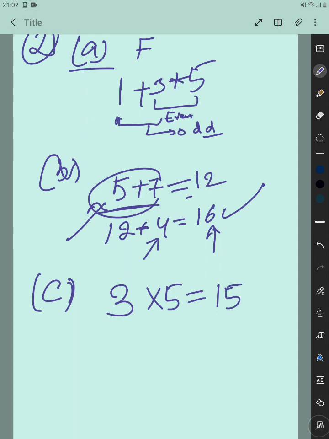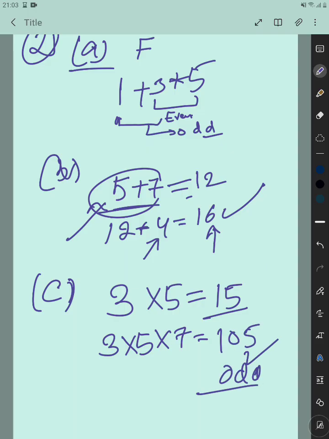Okay, if you take two odd numbers and multiply them together, this will be an odd number. But they are talking of three odd numbers, so three odd numbers will also give an odd number. Suppose we are taking 3 multiplied by 5 multiplied by 7. So this will be 105 and this is an odd number.